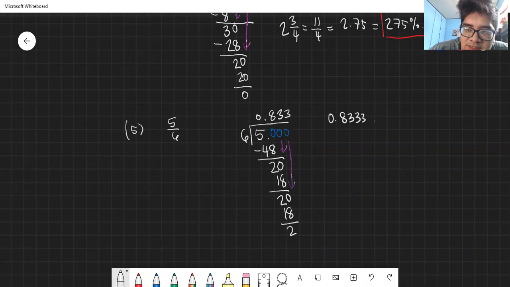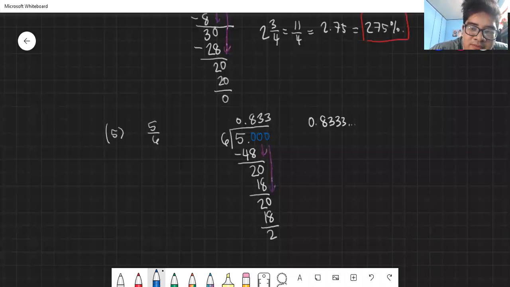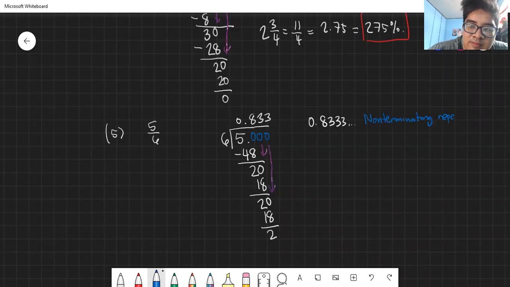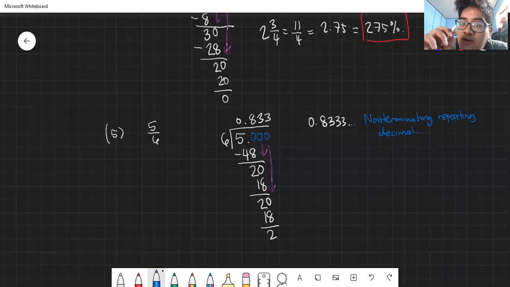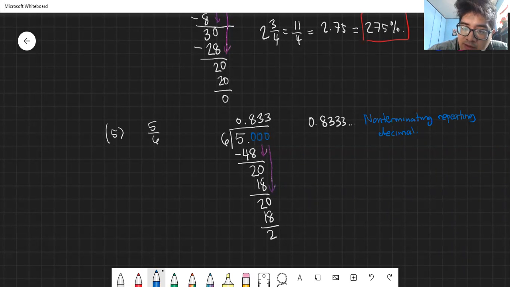Ano tong nangyayari? What type of decimal is this, guys? This is the non-terminating, repeating decimal. Correct. Very good. This is a non-terminating repeating decimal. How do we convert it into a percent? Ganito. Ang gagawin mo, you look to the second digit ng second repeating number. So 3, 'di ba? Kung mas maliit yan sa 5, edi round down. Kapag mas malaki yan sa 5, di round up. Edi ibig sabihin, this is 0.83 approximately.